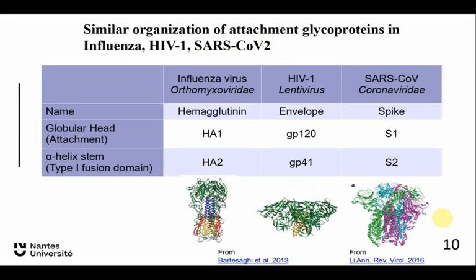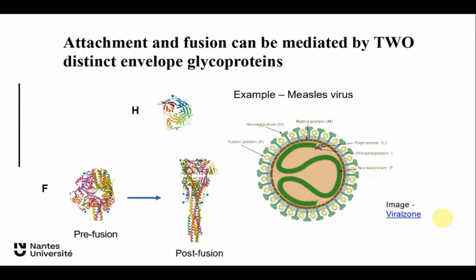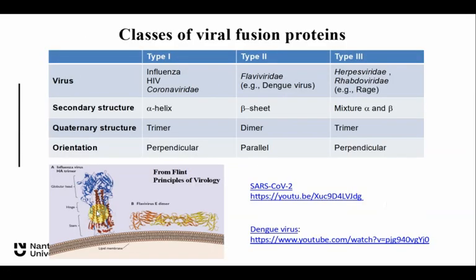So what I was going to say, these are examples where the attachment and the fusion functions are on the same protein. But in some viruses, they have two different proteins. So for measles virus or respiratory syncytial virus, you have a hemagglutinin protein, which is H. This is the attachment glycoprotein. And the fusion protein, F, is in a different glycoprotein. So you have a separation between the two functions.